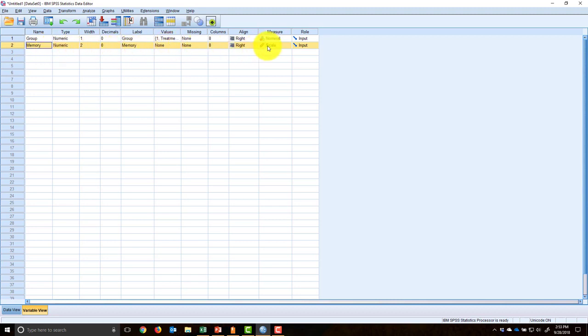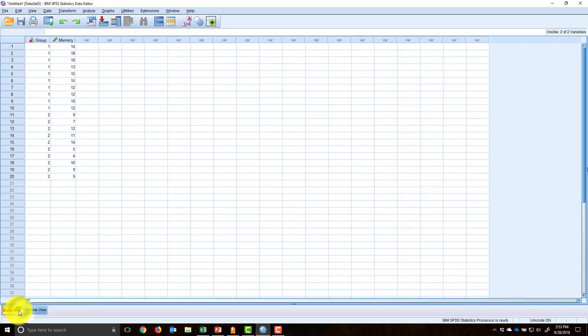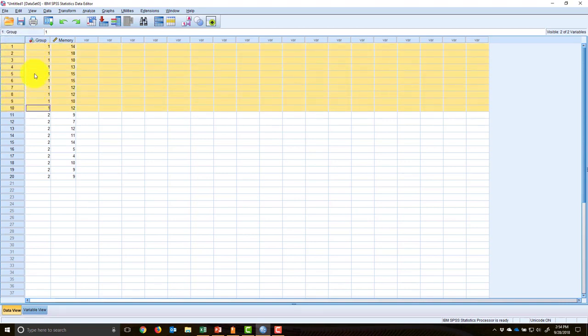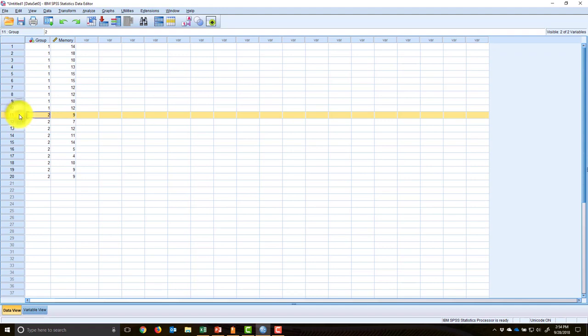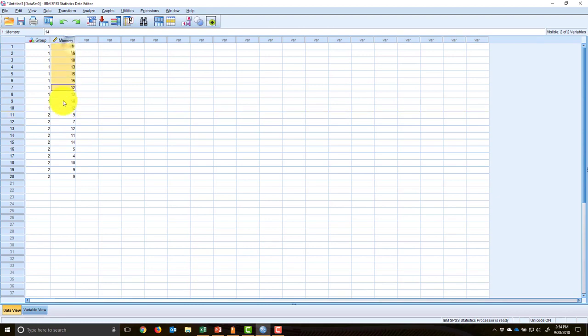So when I go to my data view, remember in SPSS, the numbers on the side correspond to different people. So each one of these is a different person in our sample. So the first 10 I've put in group 1, which is our treatment group, and the next 10, 11 through 20, I've put in group 2, which is our control group. From there, we've got the memory scores in the right-hand column here.